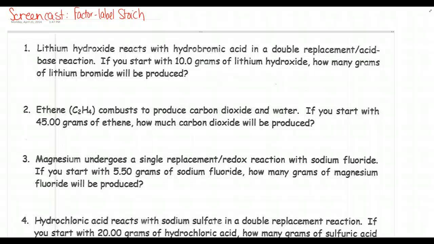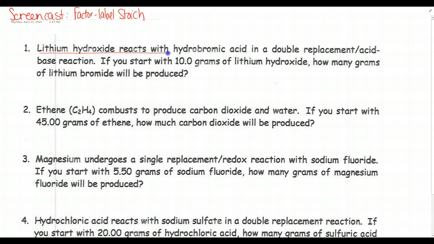Okay, so this is a screencast to show an example of how to use the factor label method in doing stoichiometry. This is different than the BCA method, although it is the same steps, it's just all put together into one. Starting with this problem: lithium hydroxide reacts with hydrobromic acid in a double replacement reaction. First thing I need, as always, is a balanced chemical equation.